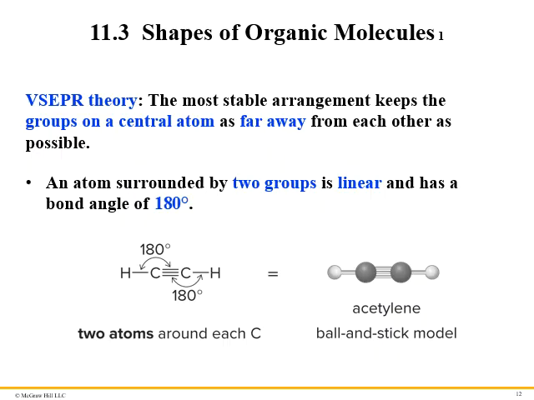As you keep adding groups, then that geometry changes to whatever provides the least amount of repulsion, or whatever makes these electrons be as far away from each other as possible. This doesn't apply just to bonds, it also applies to lone pairs, and we'll see that in just a little bit.